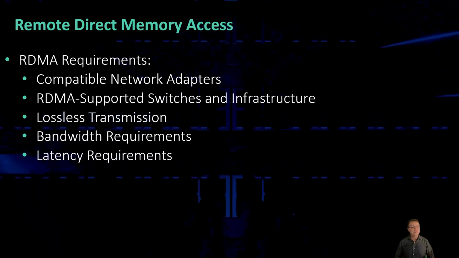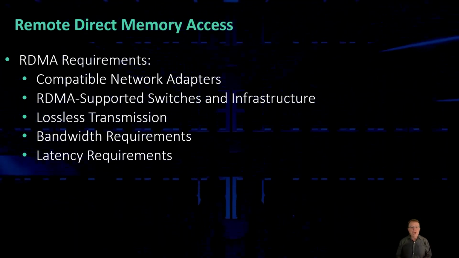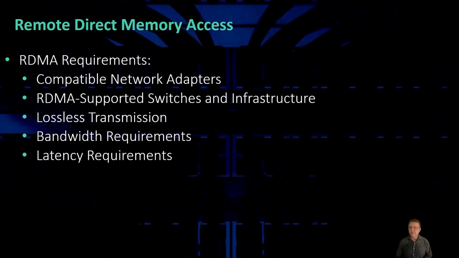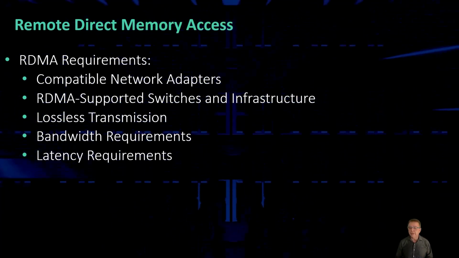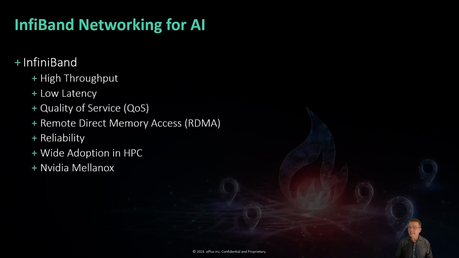So with RDMA, what do we need? Well, we need adapters that support it. We need switches and infrastructure that support it. We have those requirements: latency, loss, and bandwidth. We need to have a very efficient network. The first one to support this was InfiniBand. InfiniBand came out first, and it's very popular in the high performance computing arena. It's still popular today. We think of Mellanox as the one that created it and really made it popular. NVIDIA, of course, acquired Mellanox a little while ago. It's a great solution for a lot of environments.